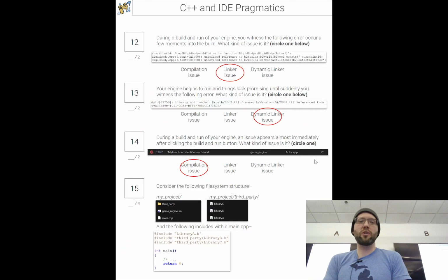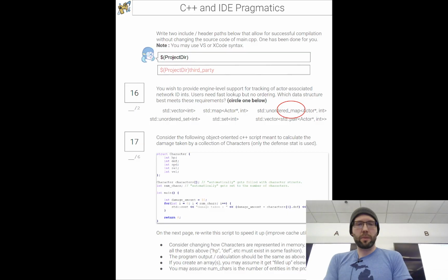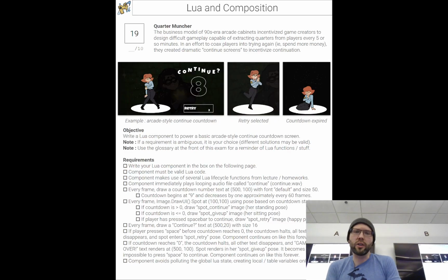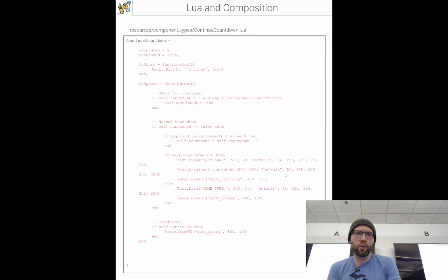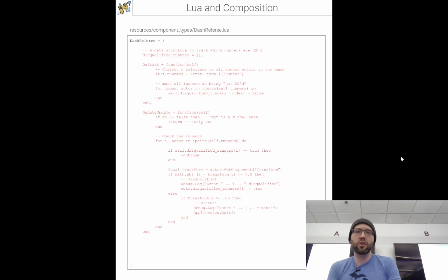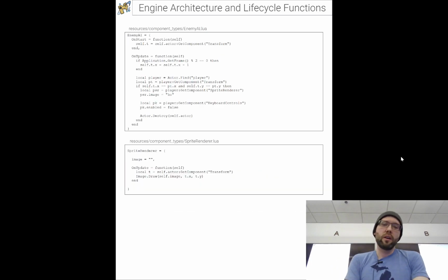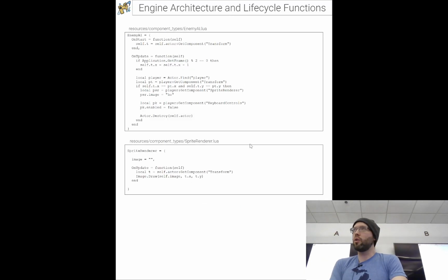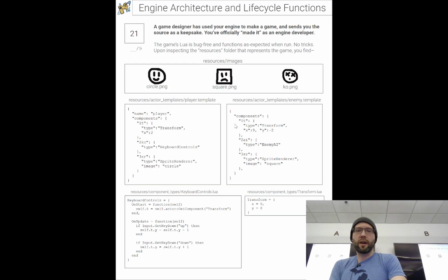Okay, you have a bunch of questions about the linker and stuff. You got some data-oriented design stuff. You have some Lua code you have to write. You've got a continue screen you have to write in Lua code. You have a race you have to write in Lua code, a race simulation. You have to write some C++ code. You have to show the progression of frames of a game with the game code and scripts and scene files and even images shown to you.